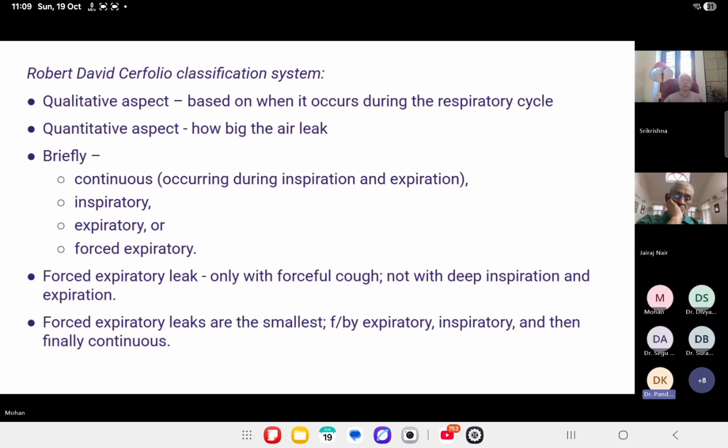Quantitative: how big is the air leak? A forced expiratory leak occurs only with forceful cough, not with deep inspiration or expiration. Forced expiratory leaks are the smallest, followed by expiratory, then inspiratory, and finally continuous.